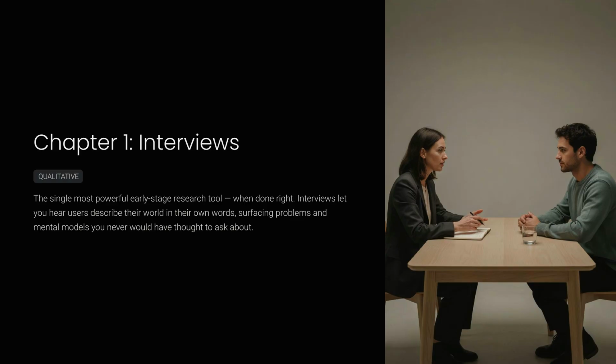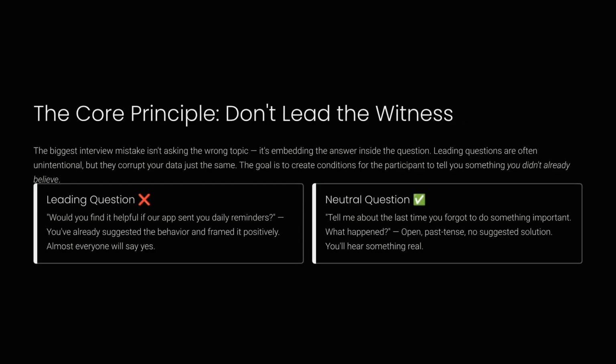When done correctly, they allow you to hear users describe their world, surfacing mental models and problems you might not have considered. A core principle of interviewing is don't lead the witness. Avoid embedding the answer in your question, as this biases your data. Instead, create conditions where the participant can tell you something you didn't already believe.